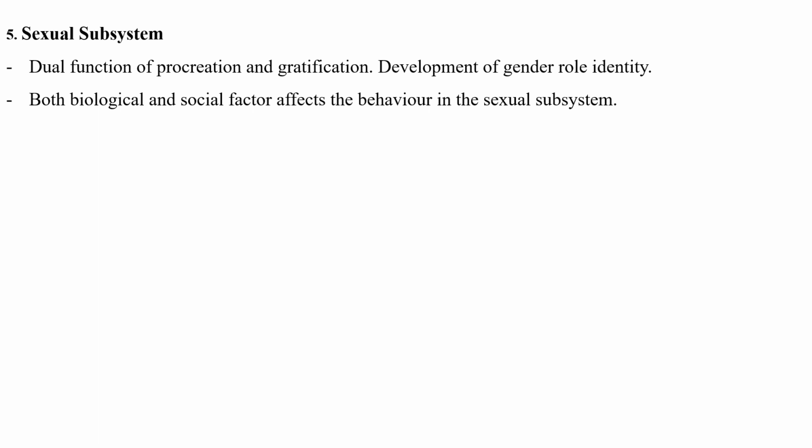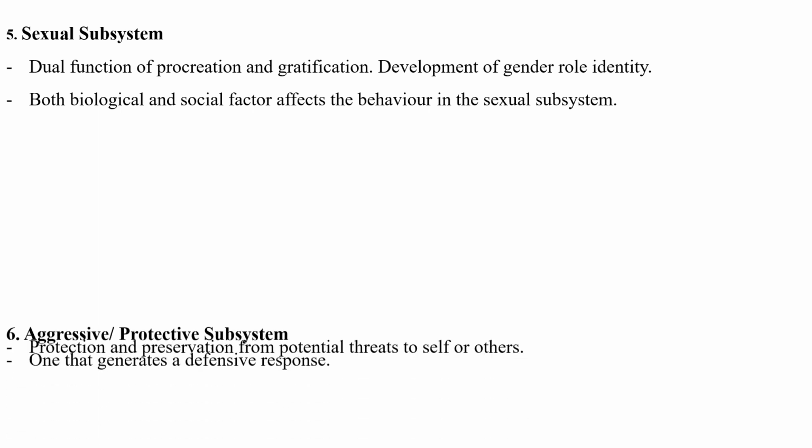Sexual subsystem. The dual function of procreation and gratification. That is the function of the sexual subsystem, and we will develop the gender role identity under this subsystem. Both biological and social factors affect the behavior in the sexual subsystem. How we behave as a sexual being is dependent on the biological and the social factors.